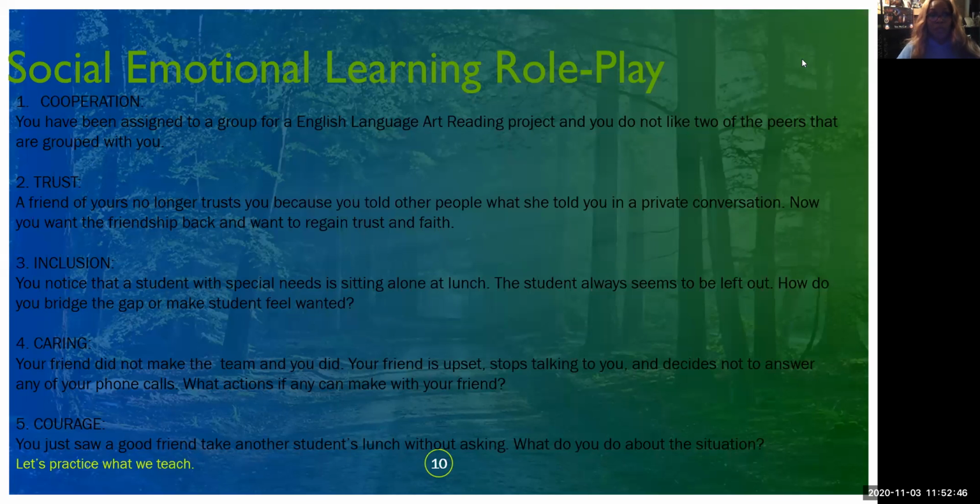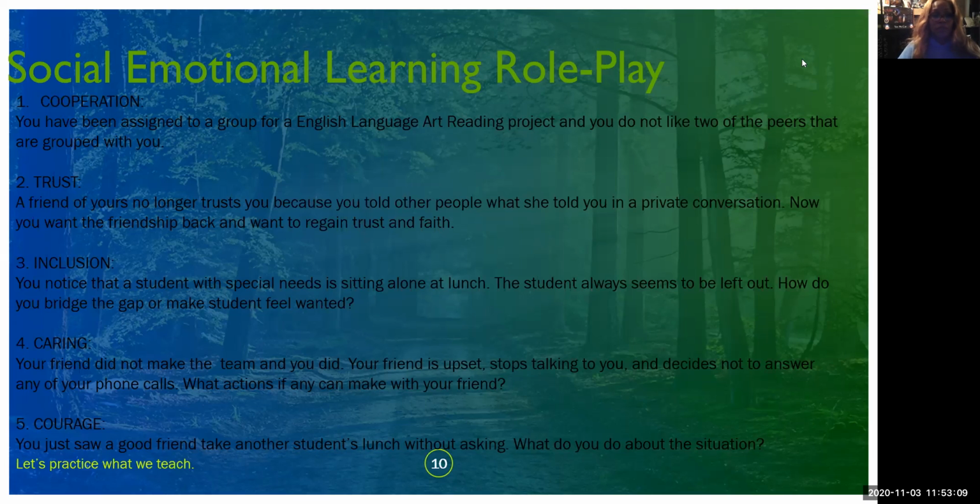Cooperation. You have been assigned a group for your English language or reading project, and you do not like 2 of the people that were assigned to your group with you. How do you handle that? How do you manage your emotions yourself with that?